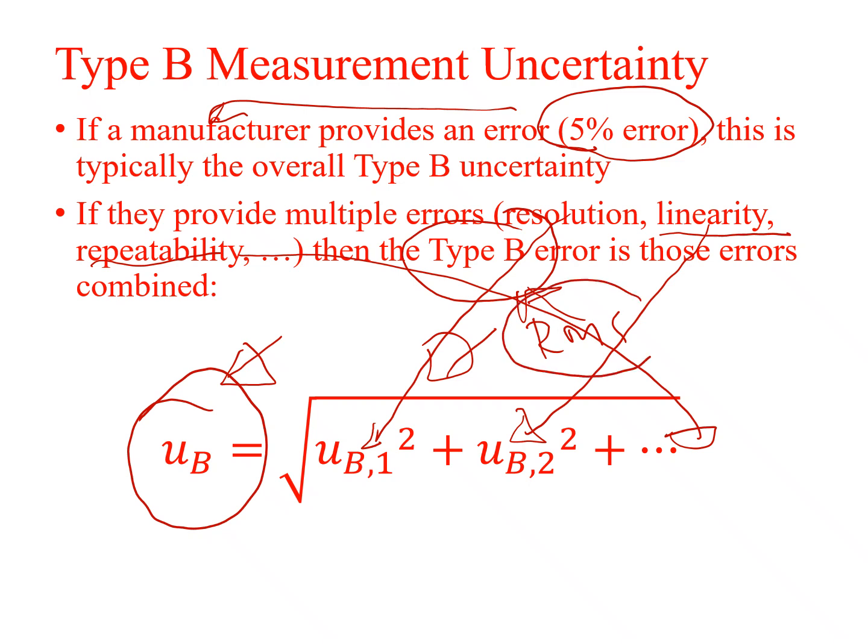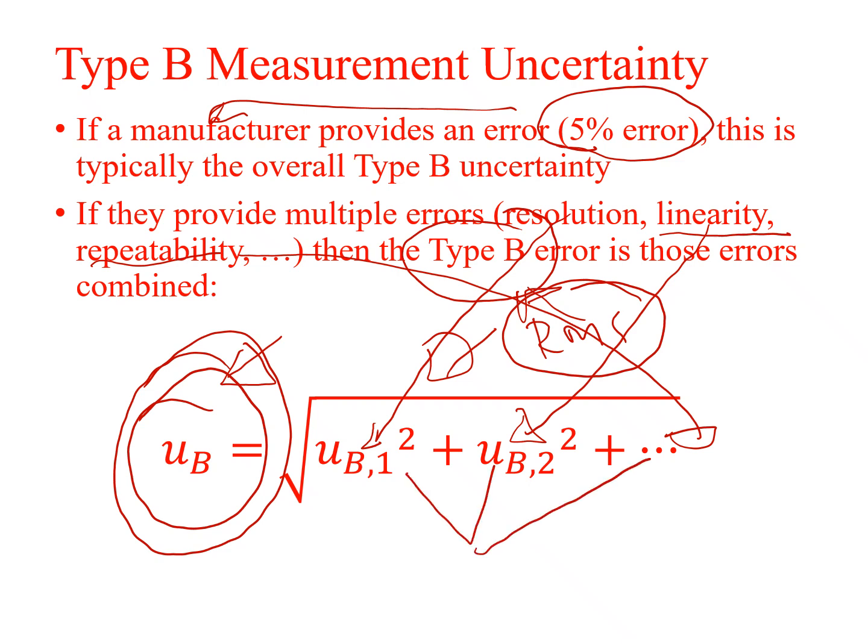That is why it is called RMS value. So this is how you calculate the B type of uncertainty value based on RMS if you have many factors that contribute to B type uncertainty. But in our lab course, we are mostly focused only on resolution unless stated. So just do the previous method.